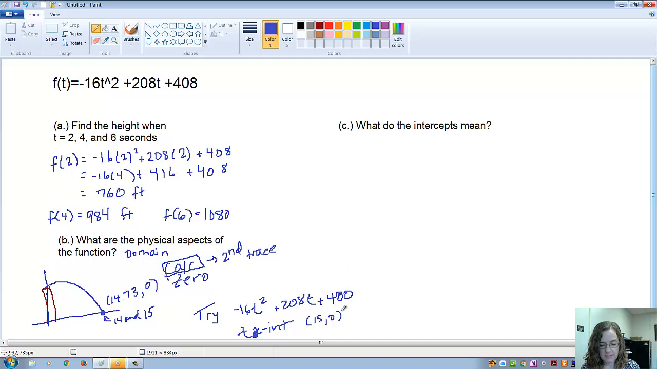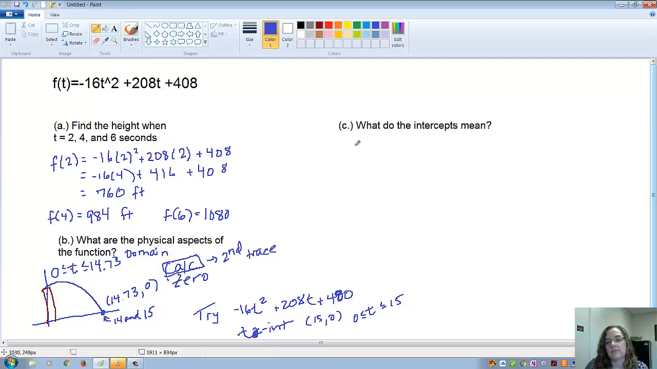So as far as the physical aspects go, what we want to do is just write out our values. So in this case, our physical aspects will be t is between 14.73 and 0. Okay, those are the physical aspects. Over here with the one I hoped to have, this would be between 15 and 0. So either way, this one over here is definitely easier to find.